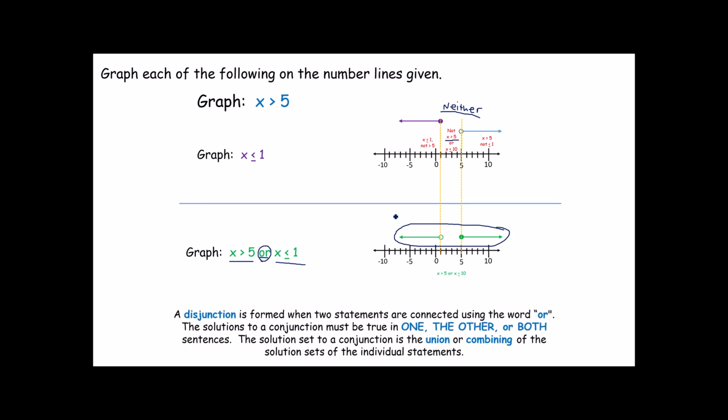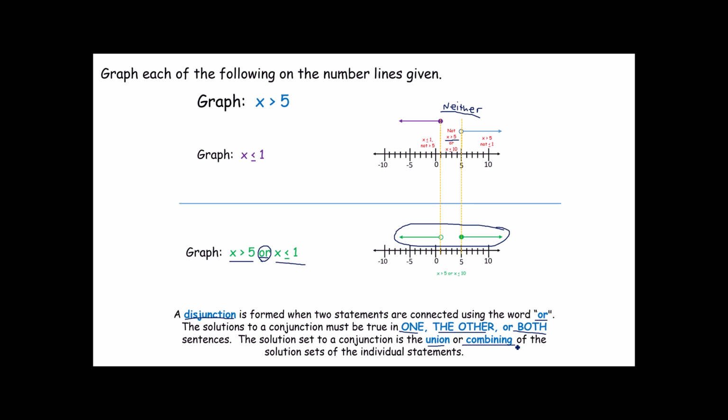Here's the definition of disjunction in a more formal setting. A disjunction is formed when two statements are connected using the word or. The solutions to a disjunction must be true in one, the other, or both is fine. The solution set to a disjunction is the combining or union of the solution sets of the individual statements.